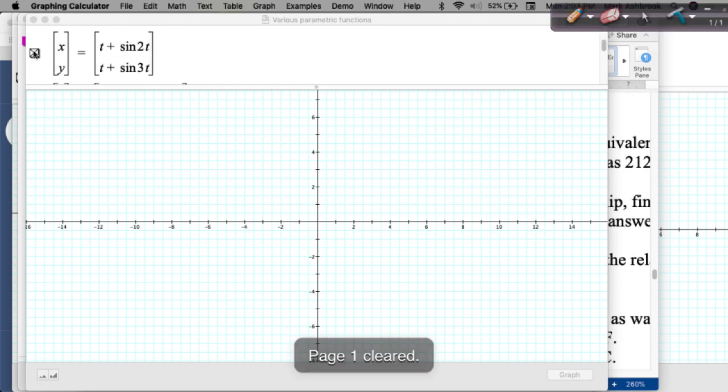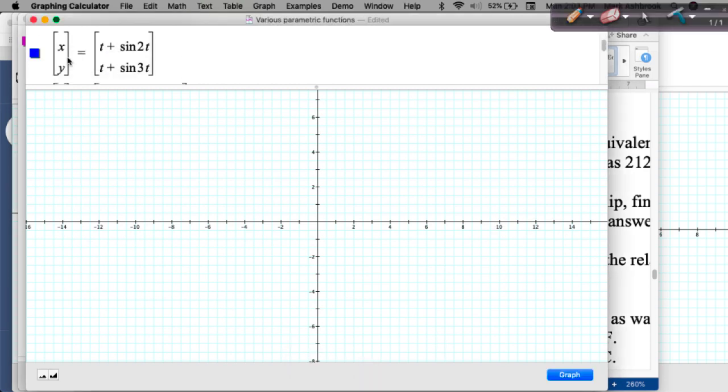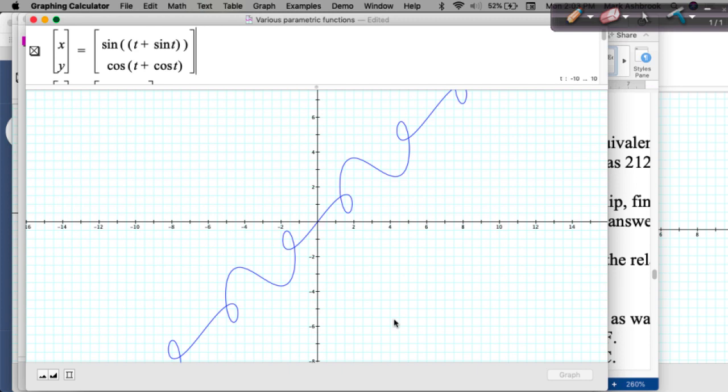So here's another example. Now this is not that crazy if you look at it parametrically, right? x is just t plus sine 2t, and y is t plus sine 3t. But when your x and y coordinates are determined in that way, you get this graph, right? So is it a function or not? Yes or no? Is it a function?